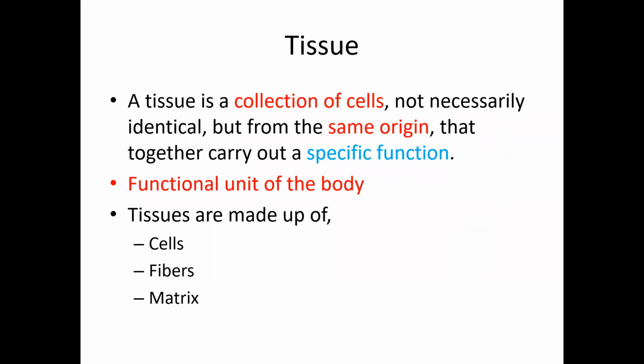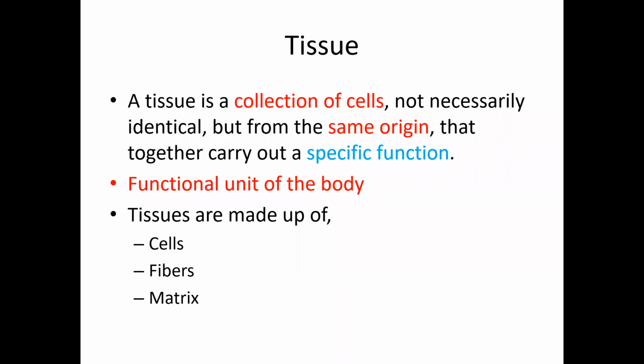And remember that the tissue is definitely a functional unit of the body. We're not saying that it is the smallest functional unit, because then again that problem with the cell counts, right? But it is a functional unit of the body. And actually, tissues are not just cells, but they are made out of 3 components, right? So you have cells, fibers, and the matrix.